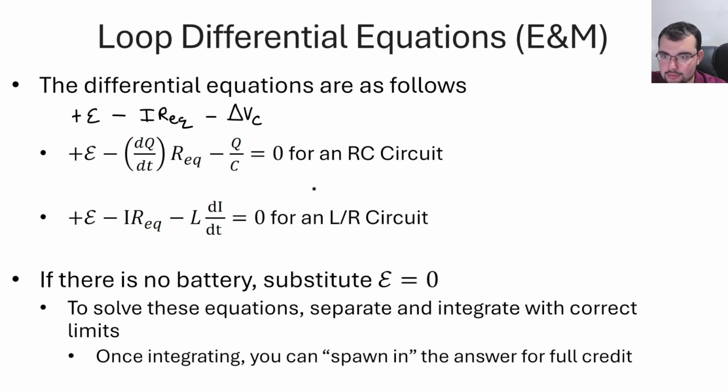Now, I do loop differential equations by always including the battery term, because it gets your signs right. So if you have a discharging capacitor that's not connected to a battery, no big deal. I just remembered I don't have one. But keep the minus sign. So always keep the battery as your first line and then get rid of it.